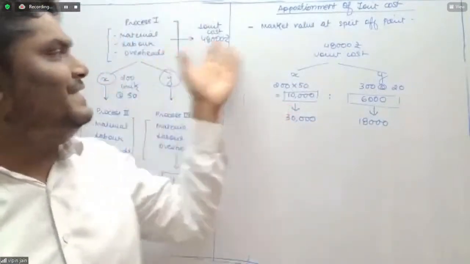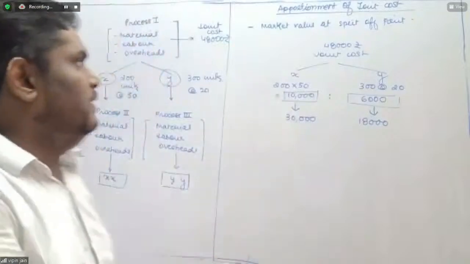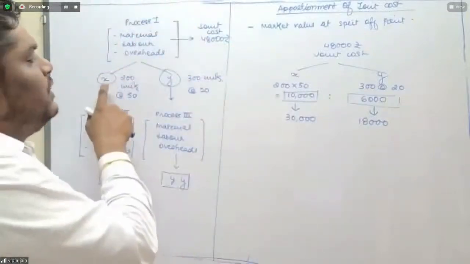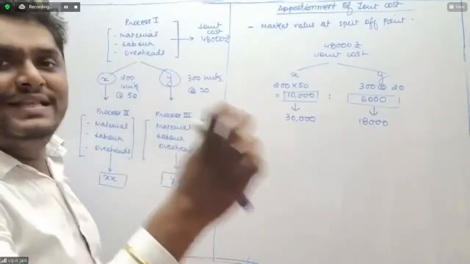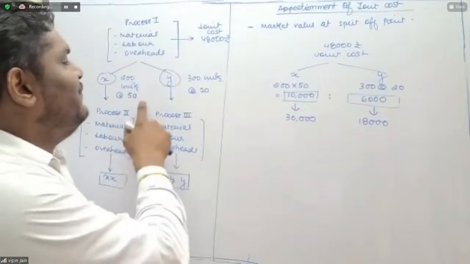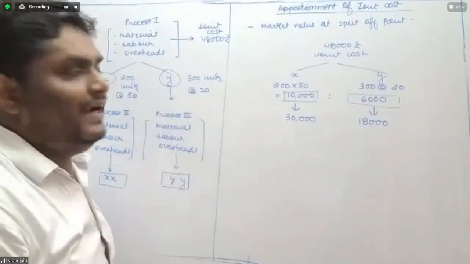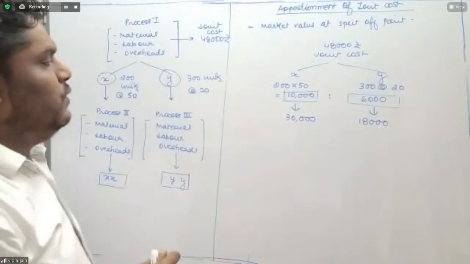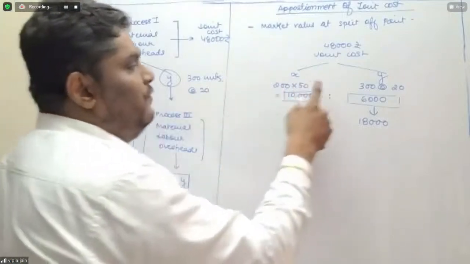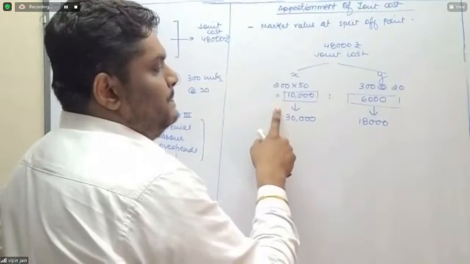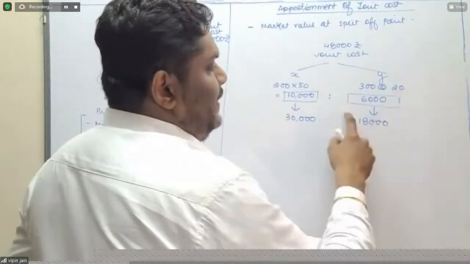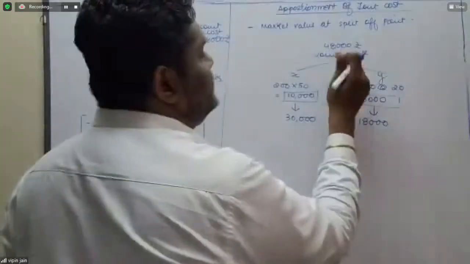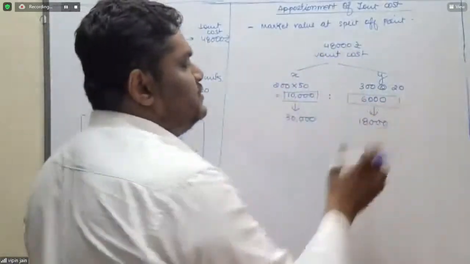So here in this case, let's say the joint cost is 48,000. From that process, two products emerge, X and Y, 200 units of X and 300 units of Y. X can be sold in the market at the rate of 50 and Y at the rate of 20. So we can easily calculate the market value: 200 into 50, that is 10,000, and 300 into 20, that is 6,000. So we have got the market value of products X and Y. So this joint cost of 48,000 will be distributed in the ratio of 10,000:6,000.